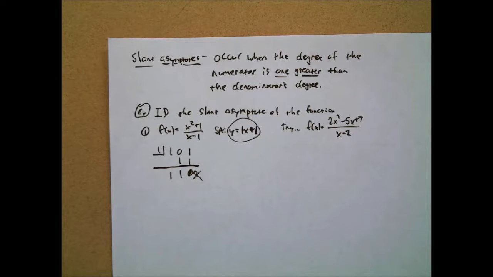We throw out the remainder. It's not necessary for finding the slant asymptote. We just throw it out. So the slant asymptote is x plus 1, for the first one, yes. All right, 30 more seconds, and then we'll go over it. Let's try and get it done in 30 more seconds.